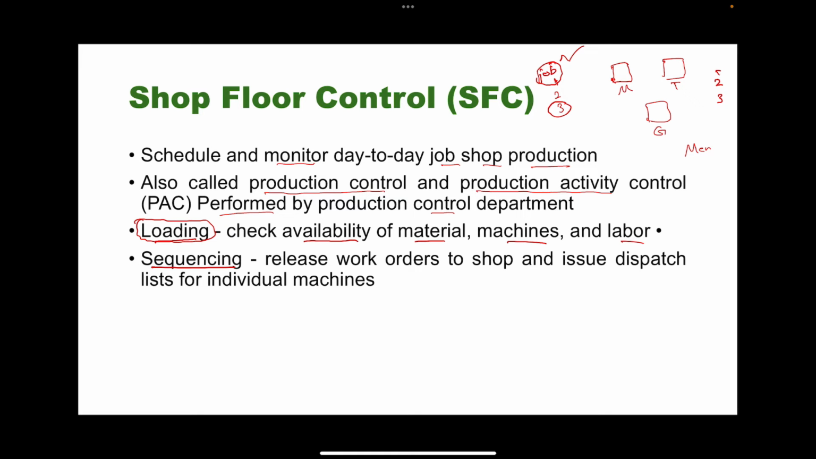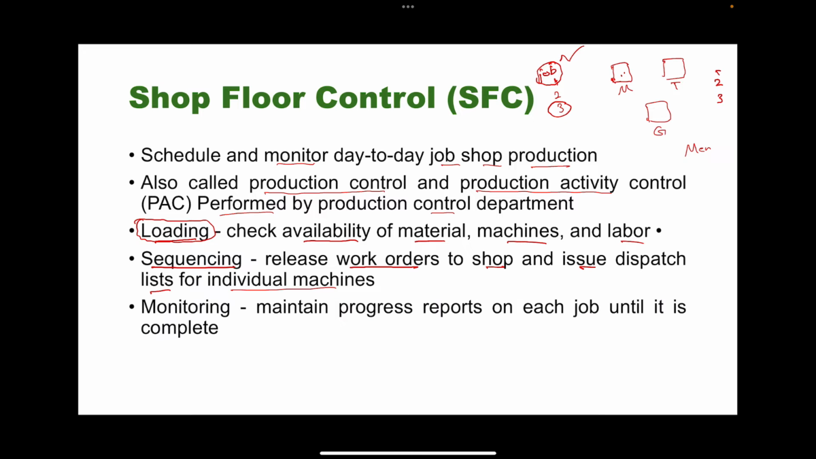Then you have sequencing, that is, it releases work orders to the shop and issues a dispatch list for individual machines. So sequencing is mainly concerned with releasing the work orders. That means which job should be carried out in which machines. It will fix the priority of the jobs. So that is all about sequencing. And then you have the monitoring. It maintains progress reports on each job until it is complete. Okay, so these are the different jobs of the shop floor control.